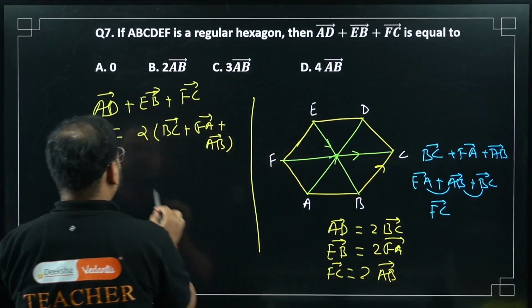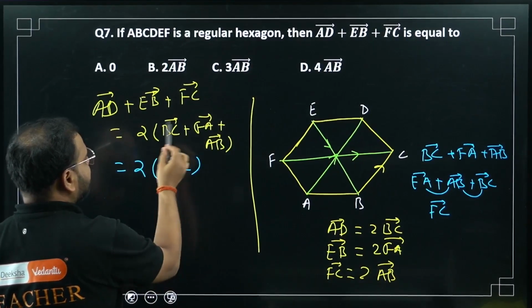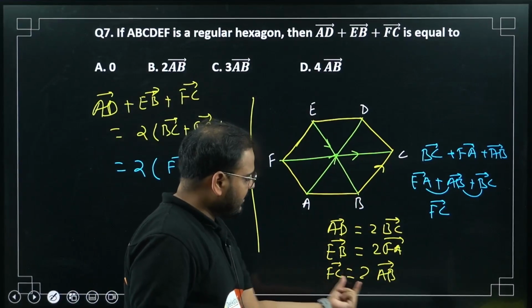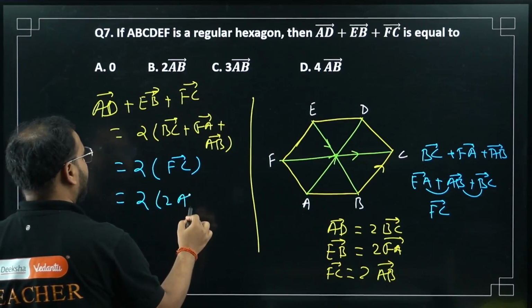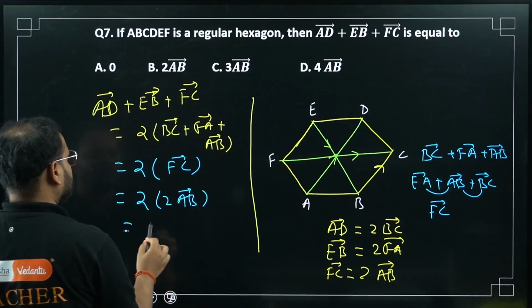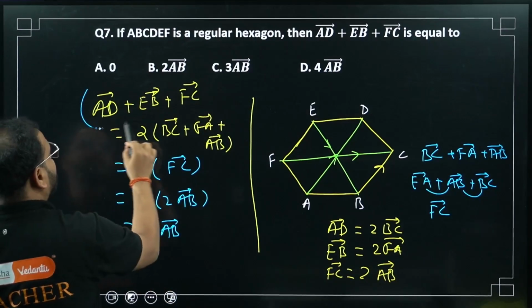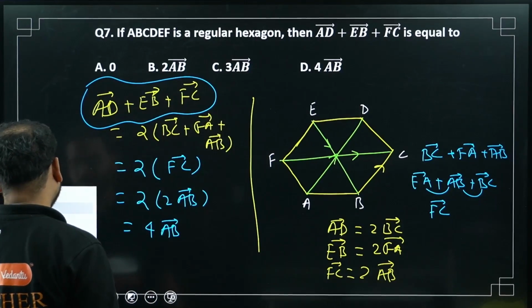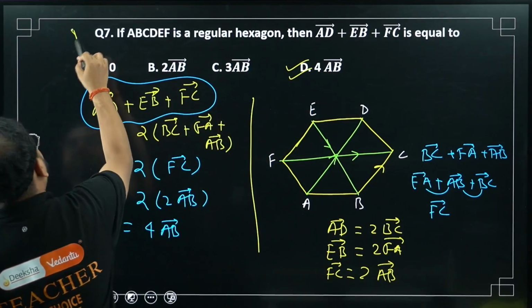So FC. Write this whole thing as 2 times vector FC. And what is vector FC? Vector FC is twice of AB, right? So replace that with twice of AB. What is the final answer? 4 times AB. Whatever they were asking us to find, we got that answer to be 4 times AB. So option number D. So question number 7 is done.